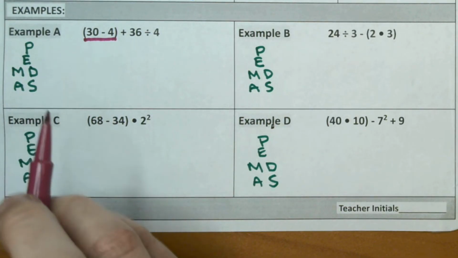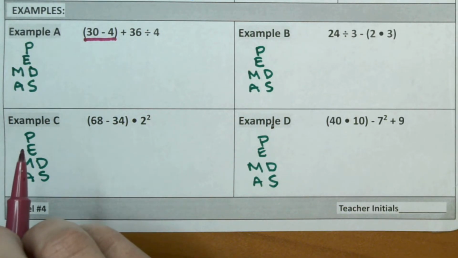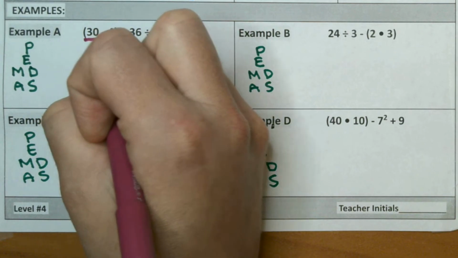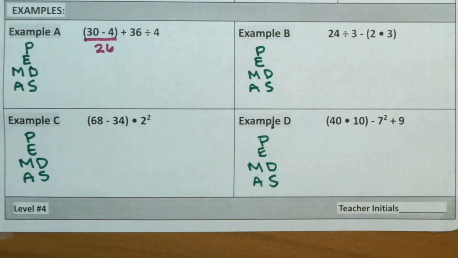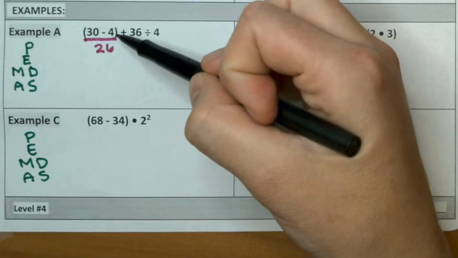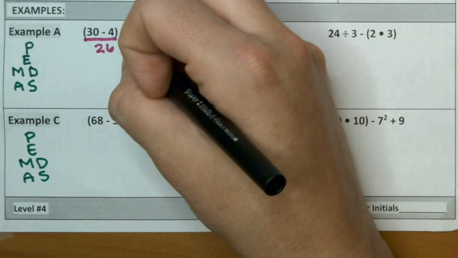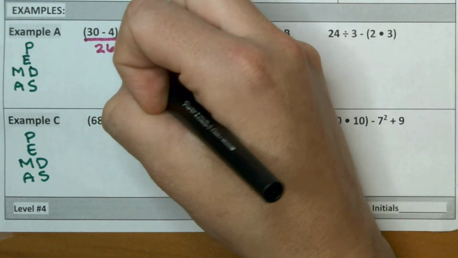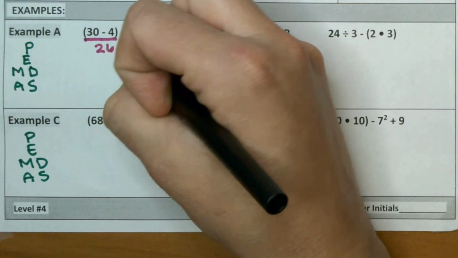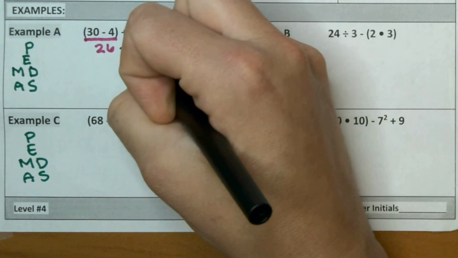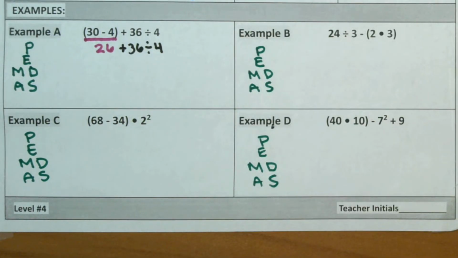So what I'm going to do is underline. This is important. Write your answer underneath. And then you are neatly going to bring down everything that you did not underline right beneath where it's written. So I didn't underline this plus, so I'm going to bring that down right underneath. Bring down the 36 and bring down the divided by 4. So it's so important to stay organized with this. I can't emphasize that enough.